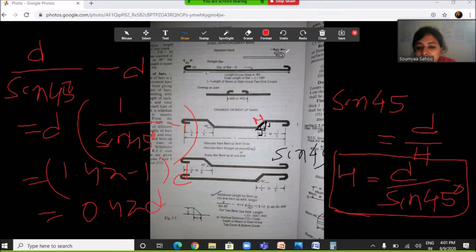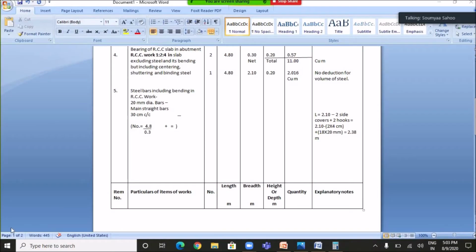And for two bent up bars, this additional length will be 2 multiplied with 0.42 d, which is equal to 0.84 d. So with this background knowledge, we will go into the step-by-step estimation of the remaining items. The next item is steel bars including bending in RCC work.